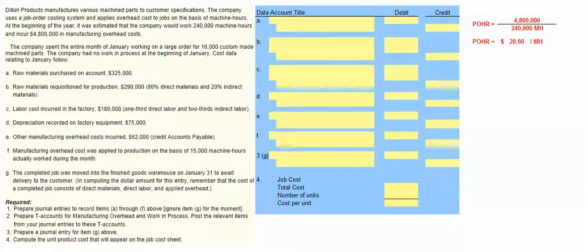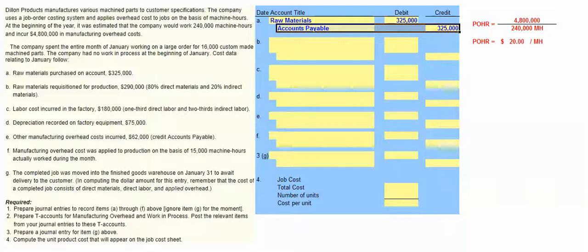Continuing on, the company spent the entire month of January working on a large order for 16,000 custom-made machine parts. The company had no work in process at the beginning of January, and cost data relating to January follows. Raw materials purchased on account were $325,000. To record this, we will debit raw materials for $325,000 and credit accounts payable for $325,000.